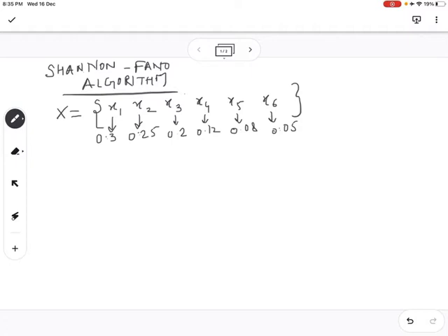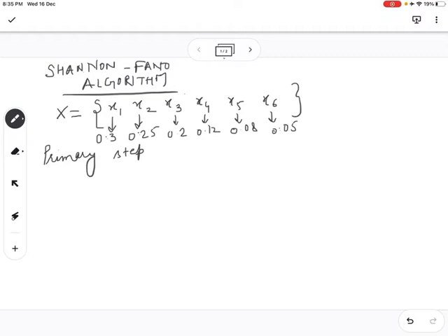The primary step, initially, is that we have to arrange all these messages in decreasing order. But as we can see from this example, these messages are already in decreasing order as per their probability of occurrence. There is no disturbed order, so we don't have to change the order here.